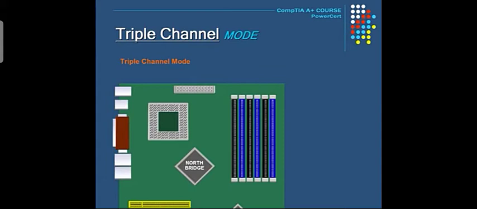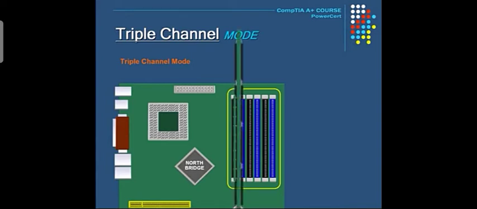So here is an example of a triple channel capable motherboard. On this motherboard there are 6 memory slots with 2 different colors. So if you're going to install 3 DIMMs on this motherboard, you must put the DIMMs in the same color-coded slots in order to utilize triple channel mode. And those DIMMs must be identical.